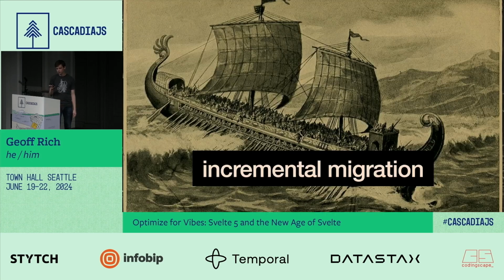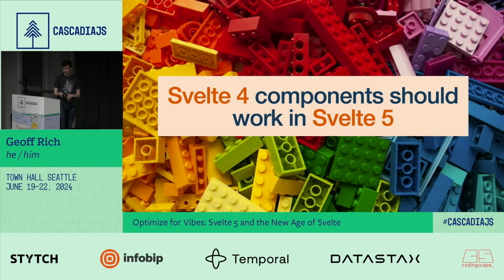One last piece I want to touch on before closing is the migration story. This is an image I found when I searched for Ship of Theseus. I talked about a lot of changes today for how you write Svelte components. Importantly, while Svelte 5 is introducing new reactivity syntax with runes, you don't have to convert everything to use runes to start using Svelte 5. Instead, you can use your Svelte 4 components in Svelte 5 today, and they should work the same.